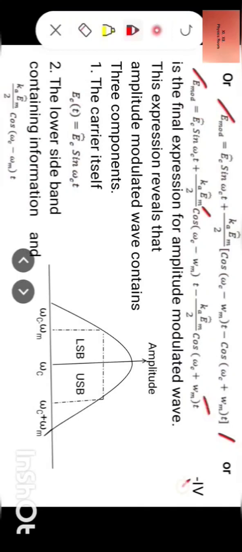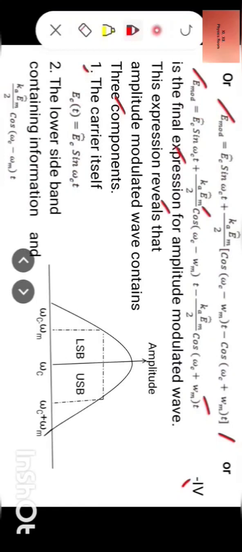Let us mark it as equation 4. Equation 4 is the final expression for amplitude modulated wave. This expression reveals that amplitude modulated wave contains three components.